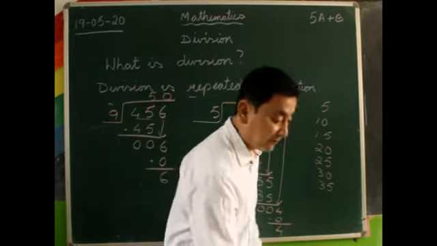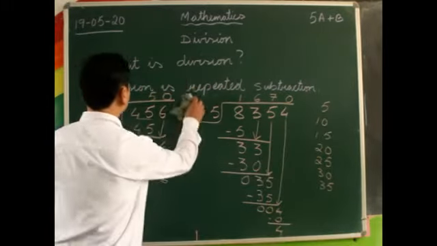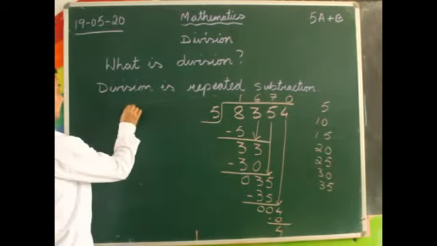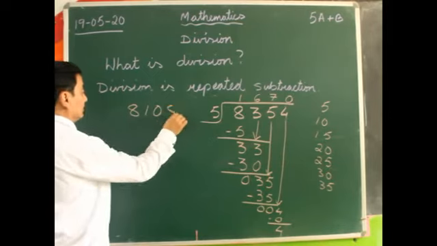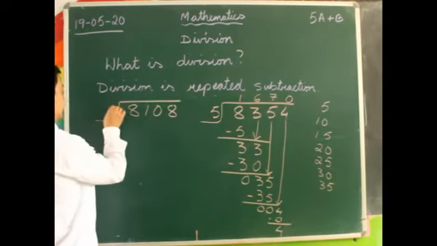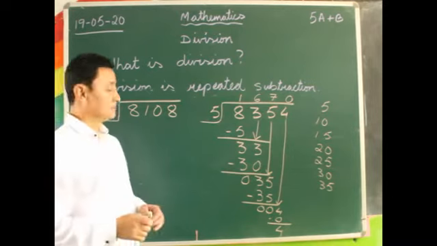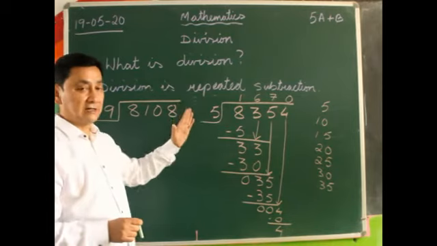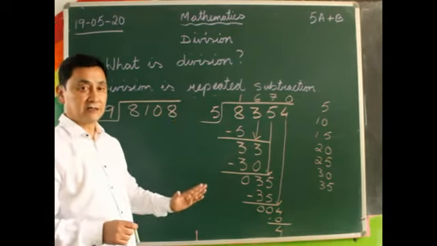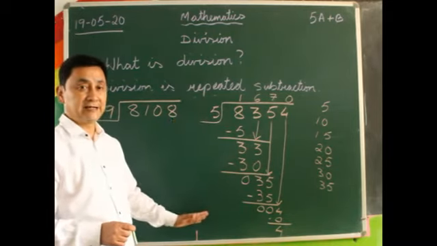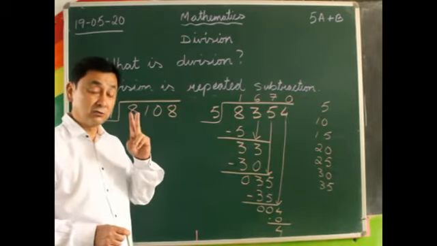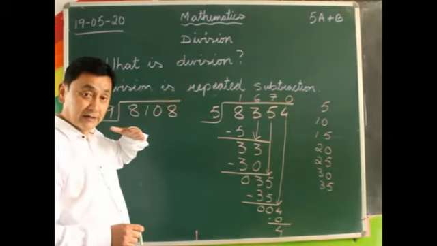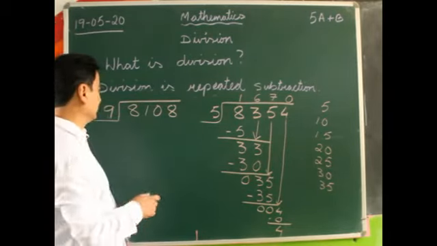Okay, let's do one more. Okay, it's an easy one. So we must say the tables. 9 1s are 9, 9 2s are 18, 9 7s are 63, 9 8s are 72, 9 9s are 81, 9 10s are 90. Once a 2-digit number comes, it means we cannot put 2-digit numbers here. So 9 9s are 81.